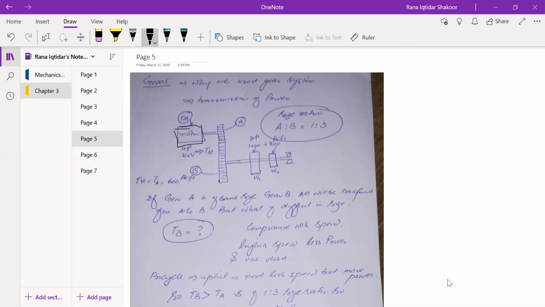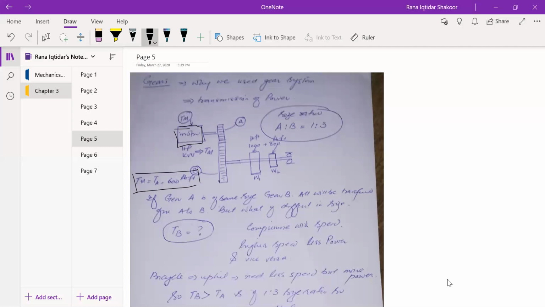This motor will produce TM, the torque produced by the motor, and that torque will be transmitted to, for example, a gear A. Gear A is a smaller one, and then you have a gear B, that is the larger one. For example, you can say the size ratio of A to B is 1:3. So what will happen then? The total torque generated by this motor will be transmitted to TA, right? So TM will be equal to TA, and we assume that is 600 pound-feet, right?